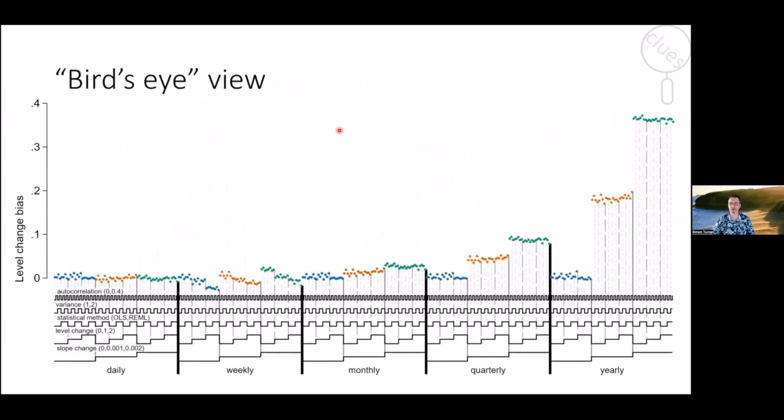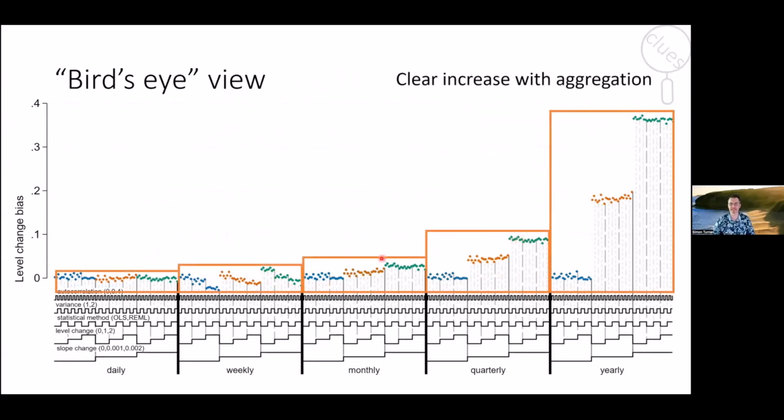And finally, in our bird's eye view, we could quite clearly see a pattern here too. We've got more bias when we've got more aggregation. So that's our bird's eye view. We've identified that slope change and aggregation might be our main culprits.